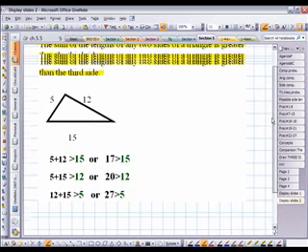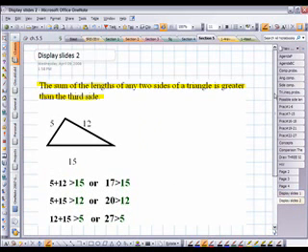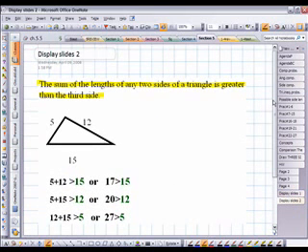The other part of this particular section is called the triangle inequality theorem. And the idea is that for any triangle to exist, two of the sides must be greater than the third side. The sum of the lengths of any two sides of a triangle is greater than the third.